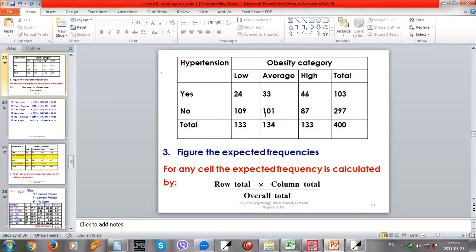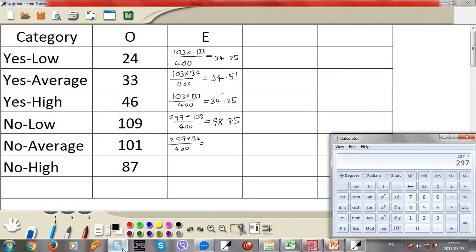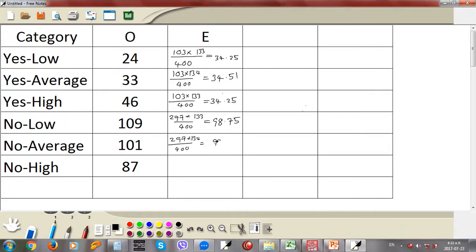This one, row total is 297, column total is 134. Then 297 into 134 divided by 400, that is 99.450. If you round this off, it is 99.50.